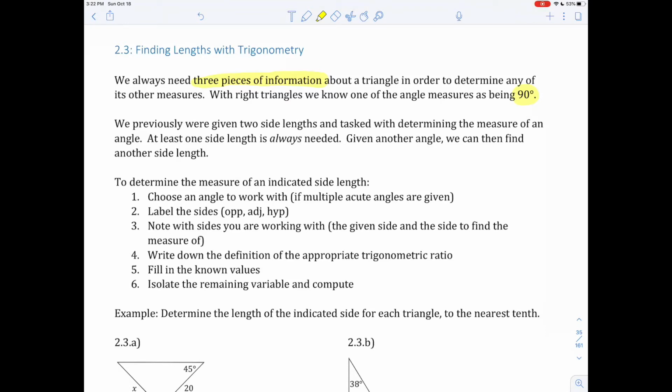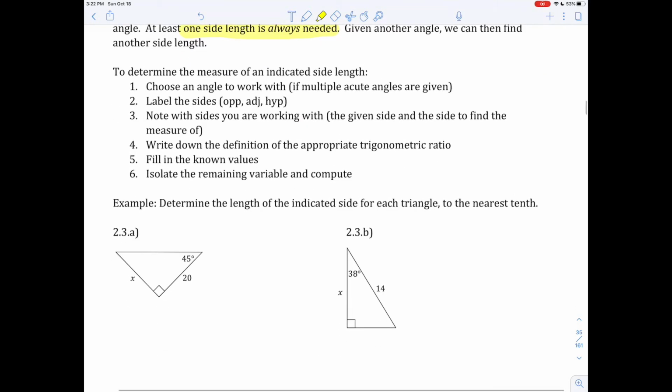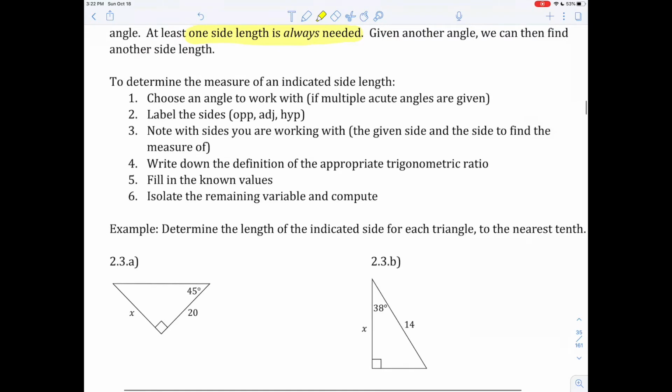At that point, 1 side length is always needed. We can't just be given all 3 angles. That would be no bueno for us. So we will always need to know the length of at least 1 side. But given another angle, we could find another side length. And here's how we do it. It's a 6-step process, but it's really not that long. So don't fret. We good.